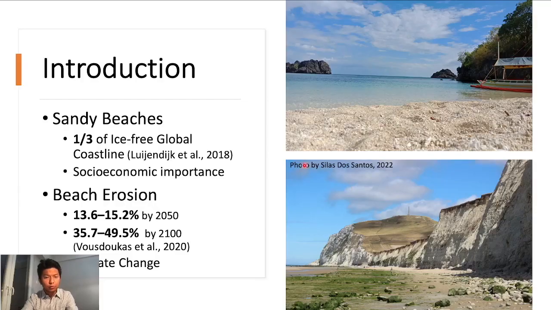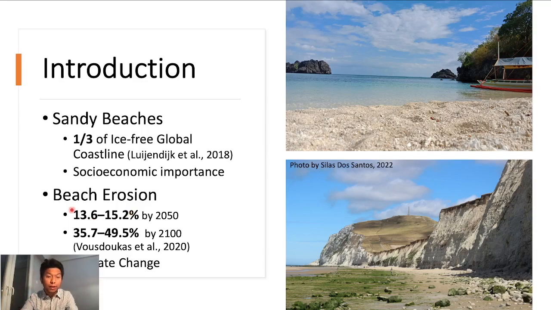Sandy beaches represent almost one-third of the ice-free global coastline. They have a huge socioeconomic importance, including residency, recreation, tourism, industry, agriculture, aquaculture, fishing, and even energy production plants are located close to sandy beaches. However, beach erosion poses a threat to all of these relevant stakeholders, and particularly to the tourism industry.